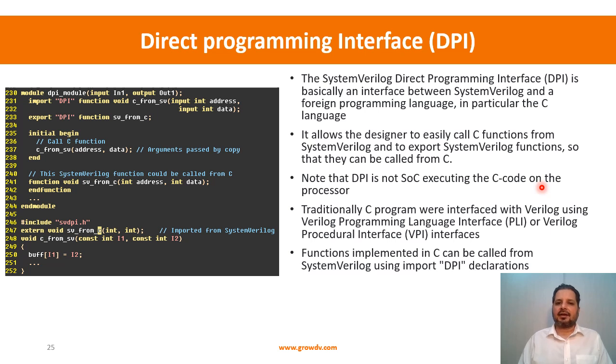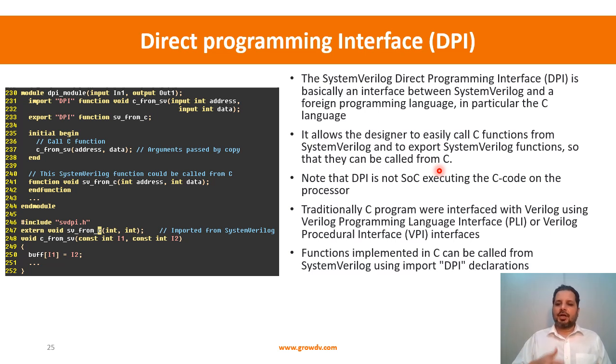DPI is the Direct Programming Interface. So SystemVerilog DPI is basically an interface between your SystemVerilog and a foreign programming language, in particular the C language. Although Python interfacing is also growing, whenever we talk formally in the context of DPI, we only talk about C. It allows the designer to easily call C functions from SystemVerilog and export SystemVerilog functions so that they can be called from C, both ways. SystemVerilog can call a C function, and a C function can call a SystemVerilog function.